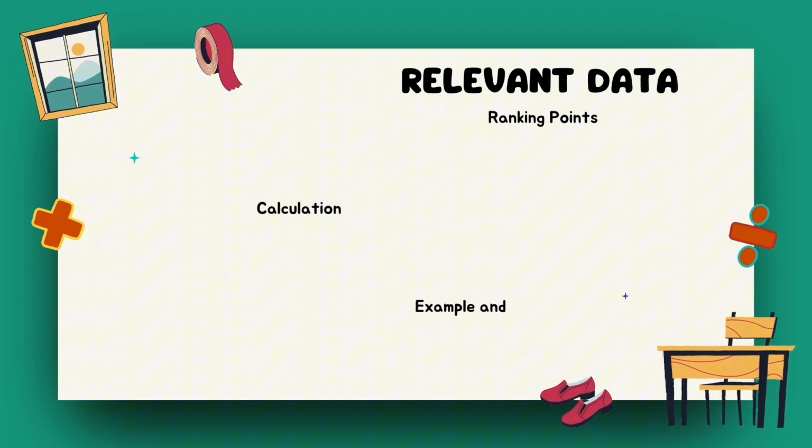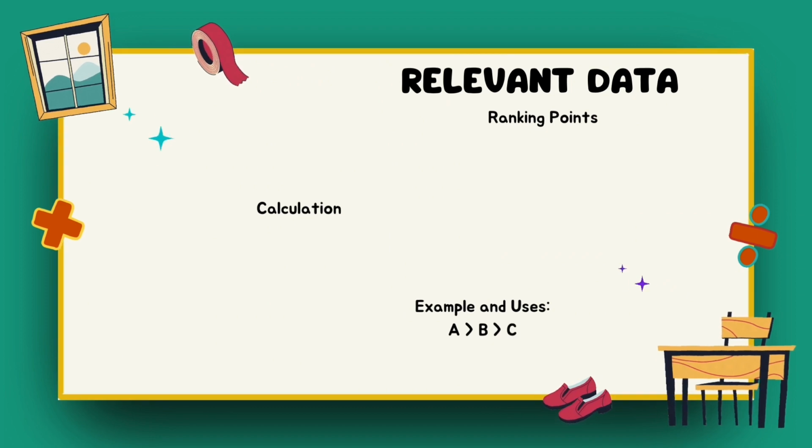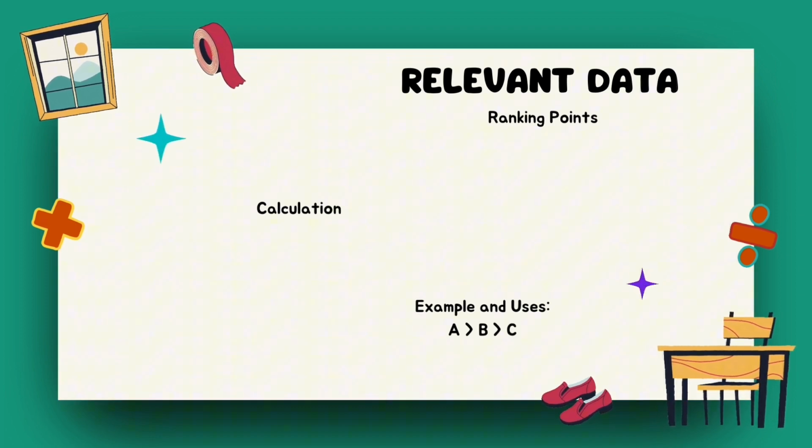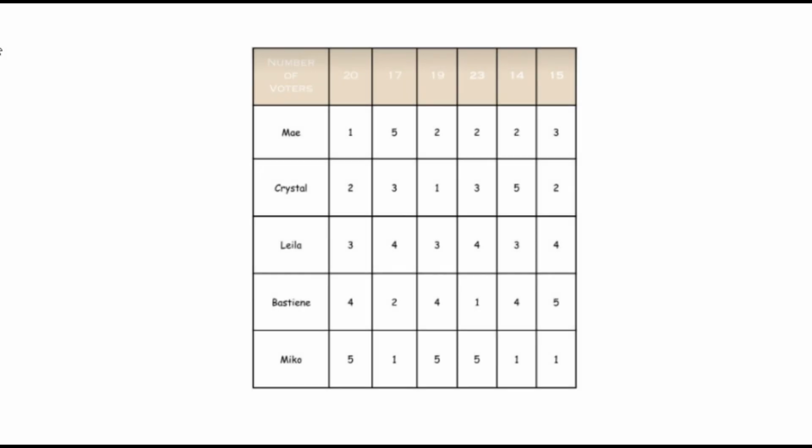Example and uses. If there are 3 candidates A, B, C, and in a specific voter's preference, they are ranked A greater than B greater than C, then A would receive the highest points, B the second highest, and C the lowest. Borda count is often employed in various contexts, such as voting for awards or ranking preferences in decision-making processes. Here we have an example for Borda Count Method.